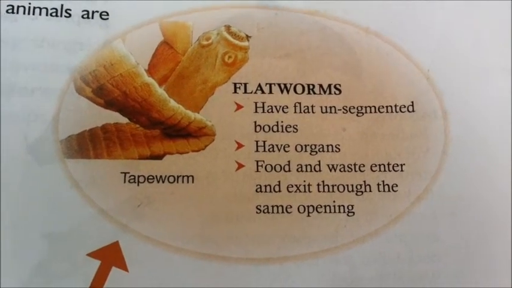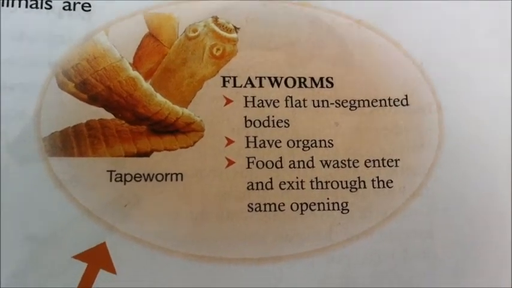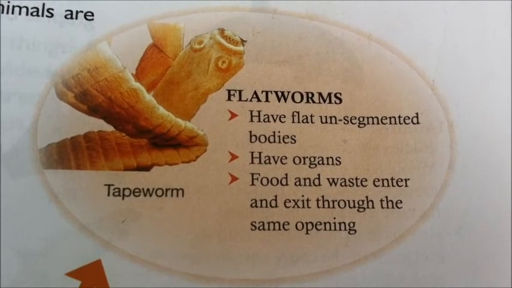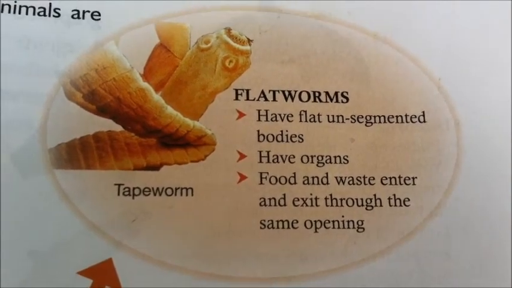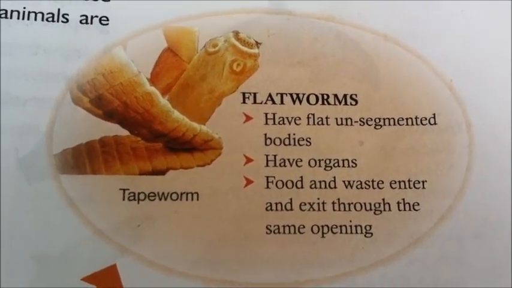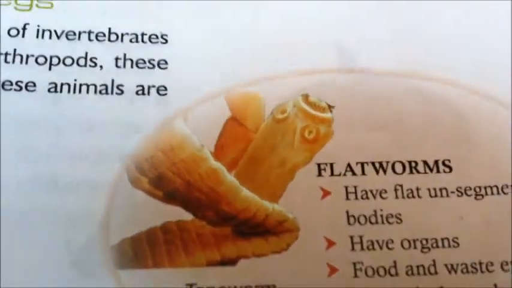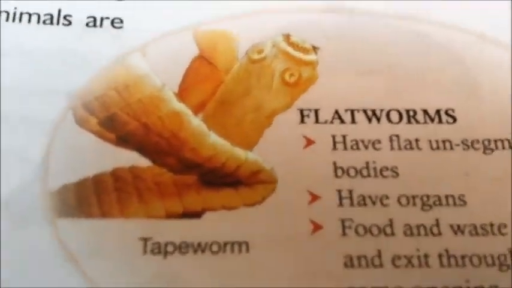Flatworm. They have flat, unsegmented bodies. They have organs. Food and waste enter and exit through the same opening. One example of it is tapeworm.